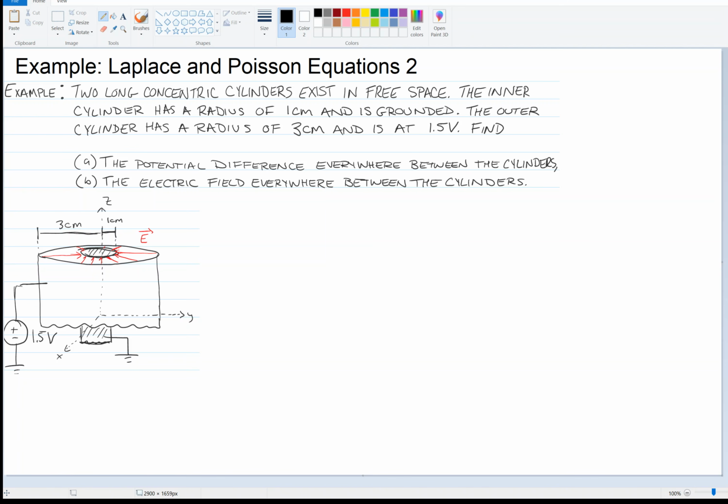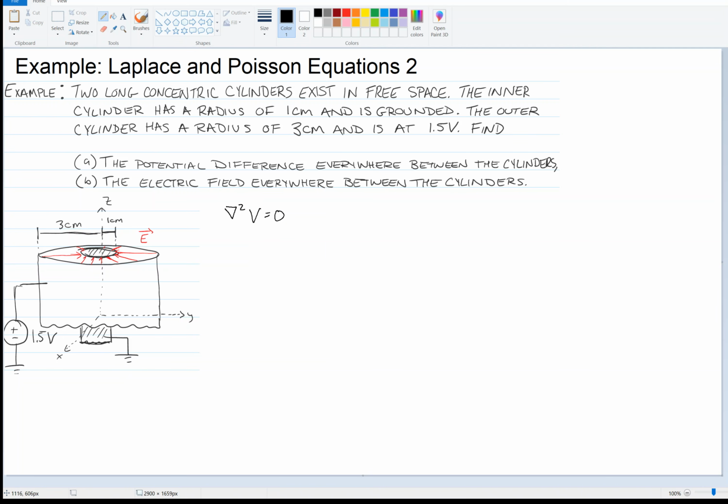So note, because the outer cylinder is at positive 1.5 volts, the electric field is going to point inward radially. So that's what I've shown here with electric field E there. Okay, so there's no charge distribution inside or in between the two cylinders. We're not told that, and we're told this thing is in free space, and so we can use Laplace equation. Laplace equation, del squared V equals 0, right?